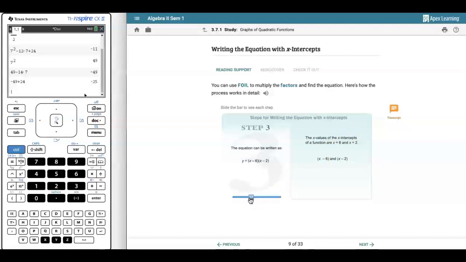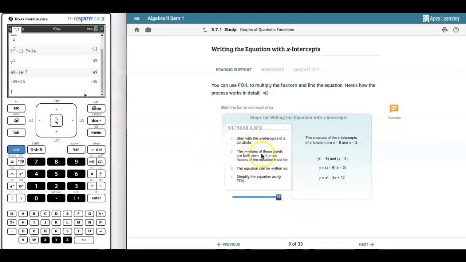All right, so how we can rewrite our equation is y equals x minus 6 quantity multiplied by x minus 2 quantity. Then the final step is we just FOIL this out. First, outer, inner, last. That gives us our original quadratic equation. All right, so again, those are the summary of those different steps there.